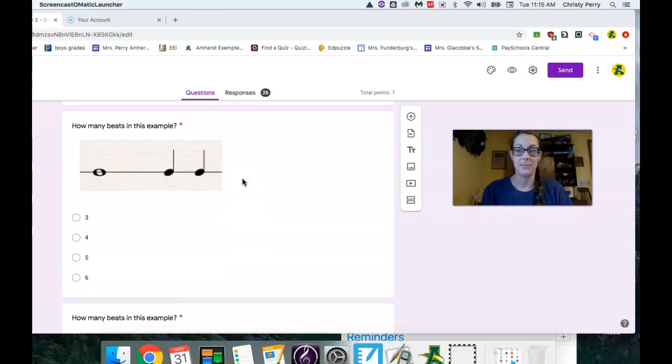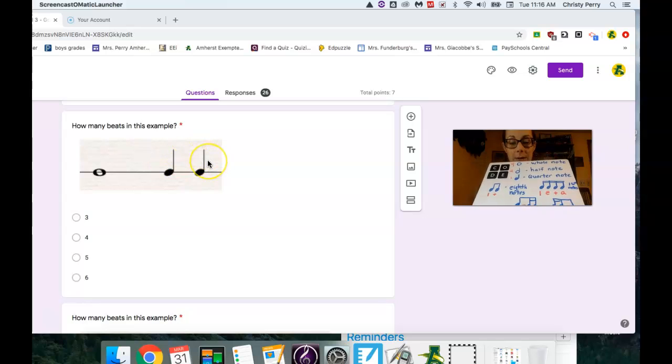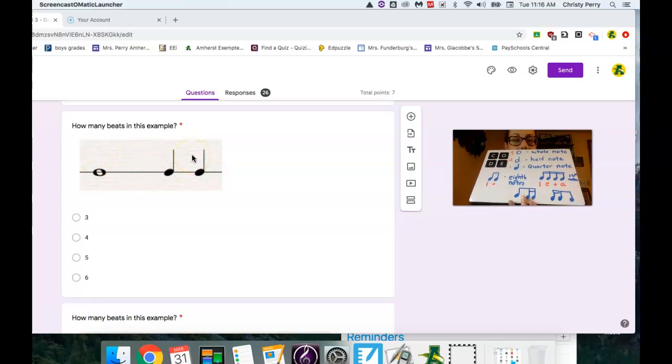How many beats in this example? Here's a non-traditional measure. You're used to seeing 2, 3, or 4 beats per measure, and this one has more beats than that. So we have the whole note. Remember on my chart here, the whole note at the top is 4 counts. So that itself is 4 beats of music. Plus I have 2 more quarter notes, and the quarter notes are 1 beat each. So you have a 4, a 1, and a 1, and you can add up your total beats there. A whole note, a quarter note, and a quarter note.